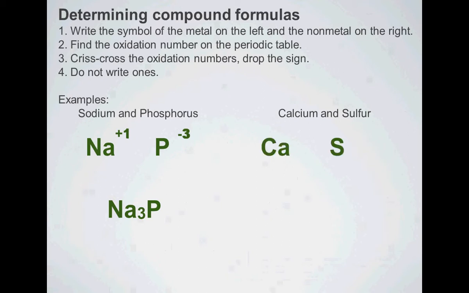If we look at calcium and sulfur, calcium is +2, sulfur is -2. When they combine, we end up with Ca2S2, and then we can simplify. All right, so that's how we determine these compounds.